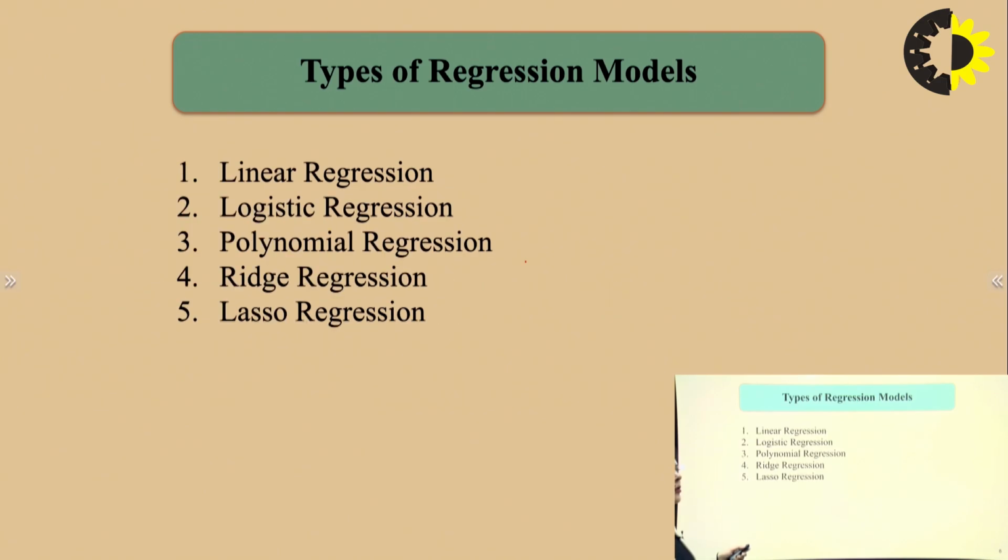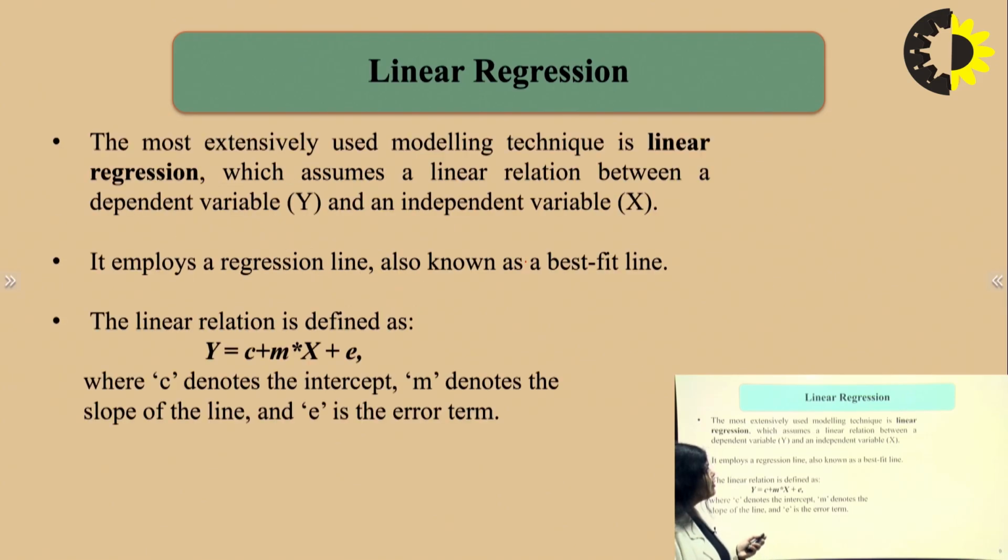The different types of linear regression models that we are going to discuss, most of the common ones, are linear regression, logistic regression, polynomial regression, ridge regression, and lasso regression. And in this lecture we are only going to discuss linear regression.